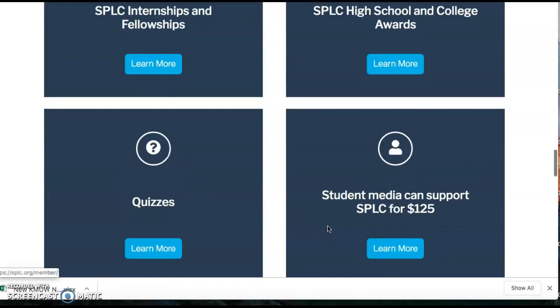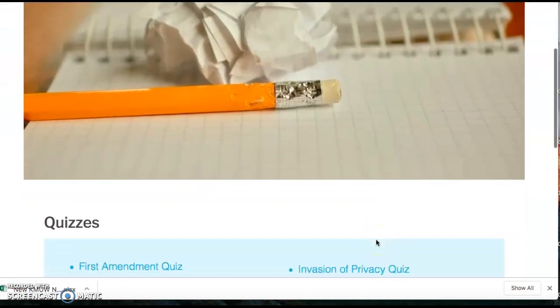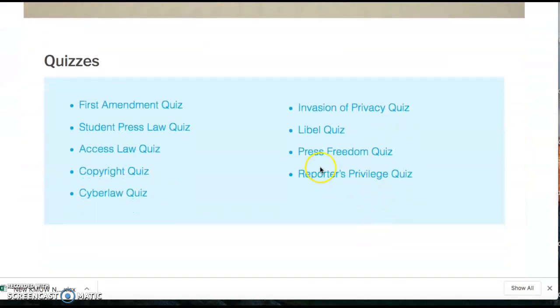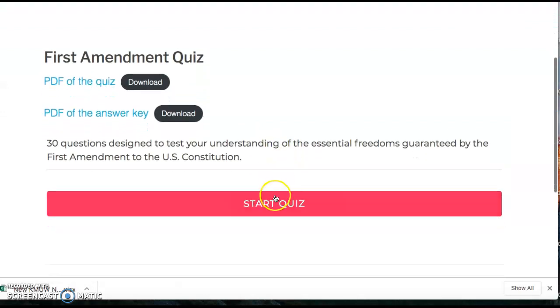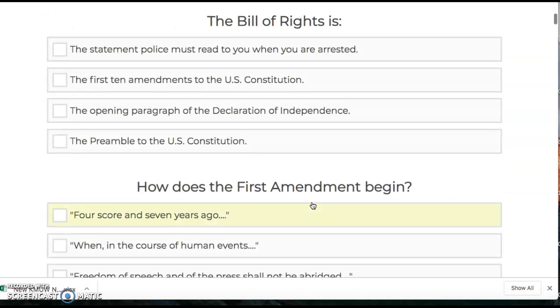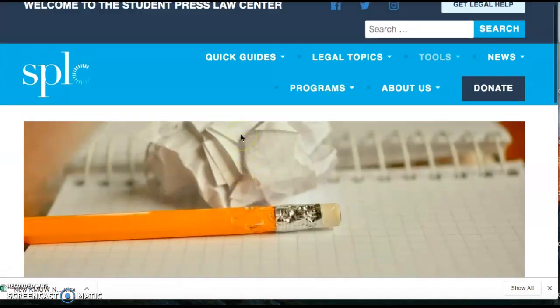And then we also have quizzes, which, we're always looking for a way to assess, and I think that this is a really excellent way to do this. And this is a simple First Amendment quiz. It's got 30 questions, and you can do a PDF of it. Or just start it right here and go through it with the students point by point or as an actual quiz. So a really helpful one.